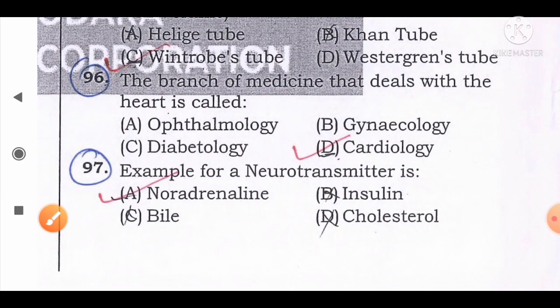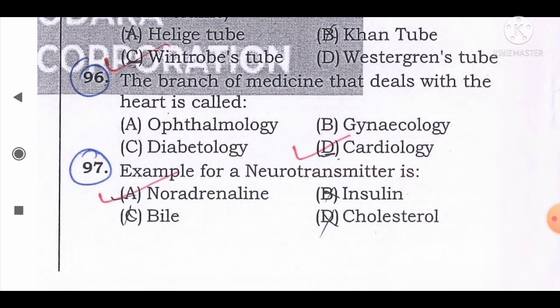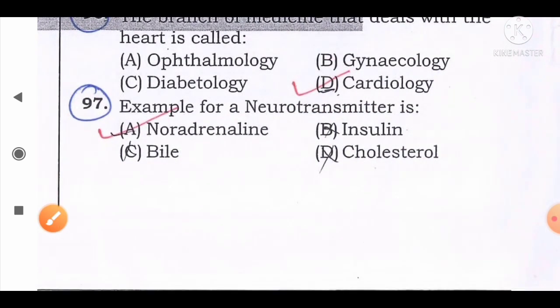Move to the next question number 96. The branch of medicine that deals with the heart is called, option A, ophthalmology, B, gynecology, C, diabetology, D, cardiology. It is also one of the easiest questions, and the correct answer for this question is cardiology, the branch of medicine that deals with the heart. So D, cardiology, is the correct answer for this question.